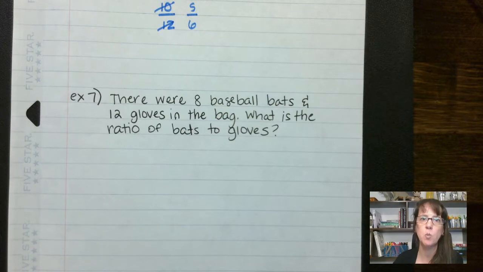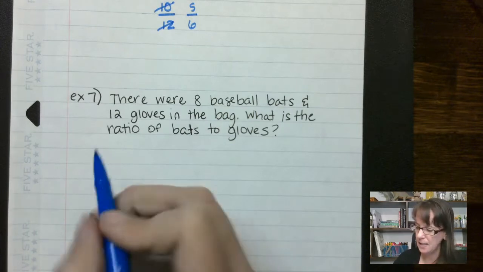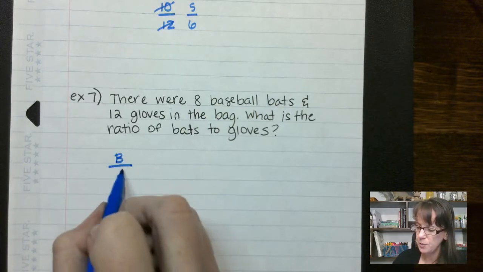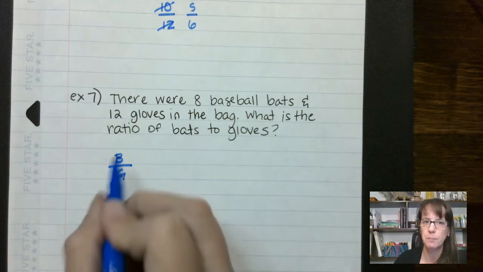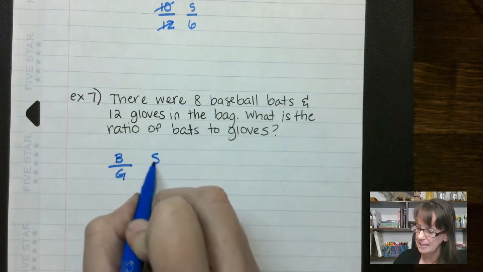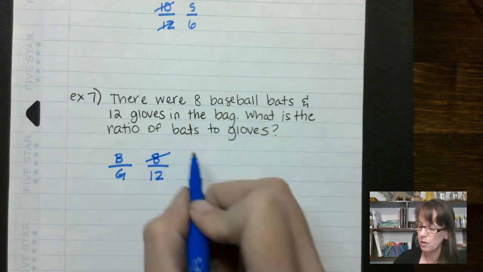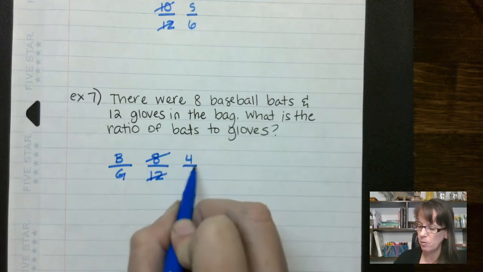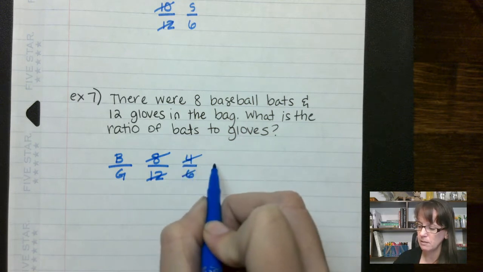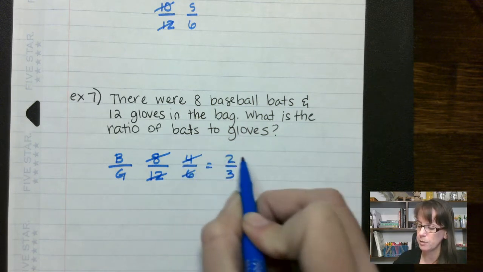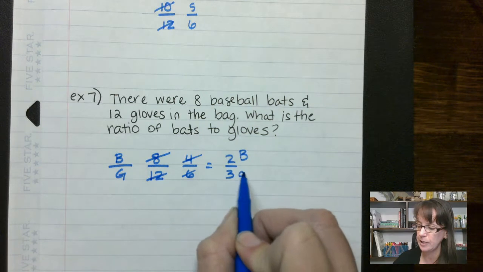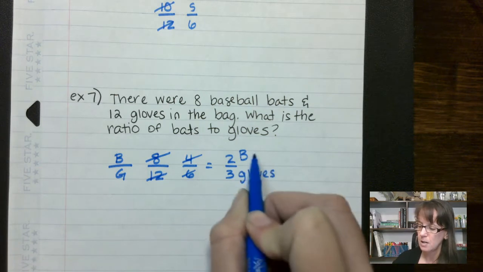There were 8 baseball bats and 12 gloves in the bag. What is the ratio of bats to gloves? Bats to gloves. Remember, a ratio is just a fraction. So bats were 8, gloves were 12. We always, always, always reduce. So that's going to be 4, cut them in half, 4 over 6. Cut them in half again, we get 2 over 3. So there were 2 bats for every 3 gloves. Bats, gloves. Bam! All right, let's do some practice.